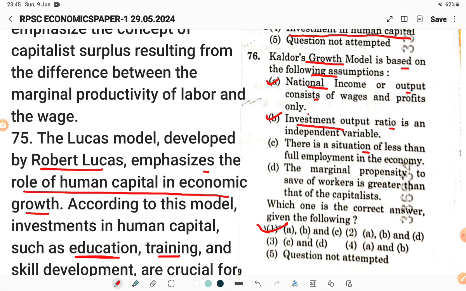Now the next assumption: the marginal propensity to save of workers is greater than that of capitalists. It is a wrong statement because the marginal propensity to save of capitalists is greater than that of workers.